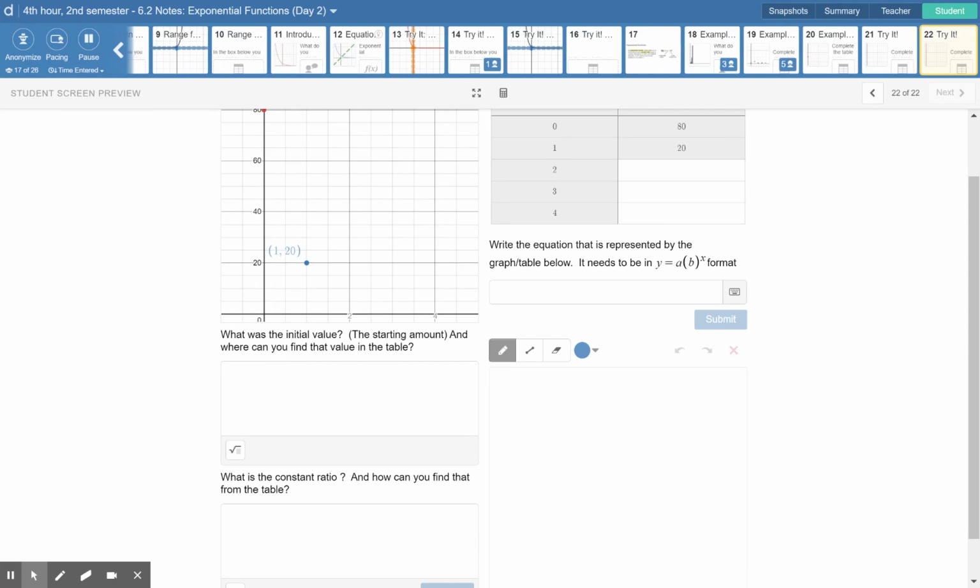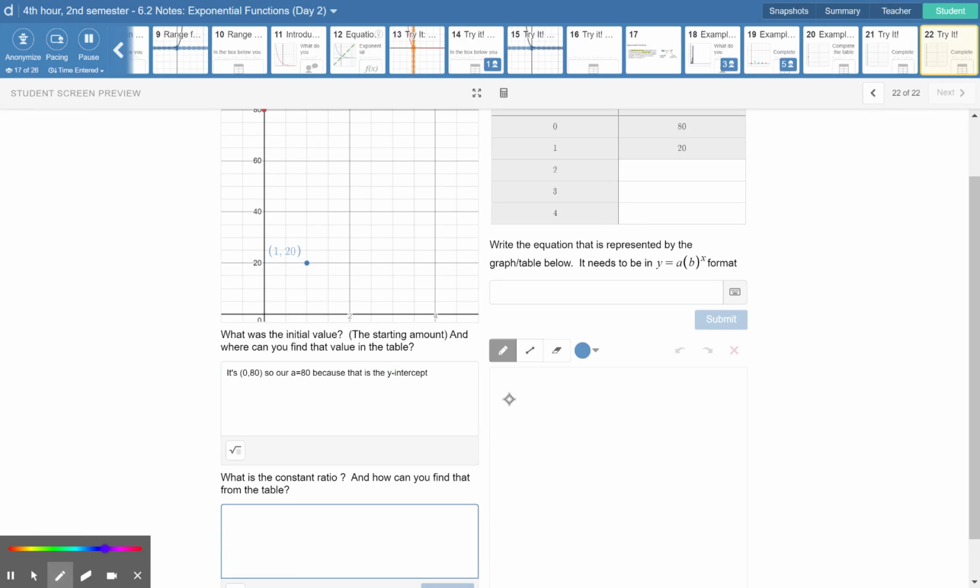And then the last one, our initial value is 0, 80. So our A equals 80. That's a y-intercept. Constant ratio, do yourself a favor. Do the bottom y value divided by the top y value, the one that's right next to it. You're going to get 1 over 4. If you want to keep it as a decimal, that's fine, or 0.25.